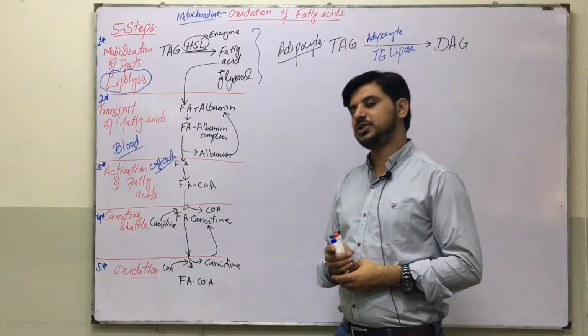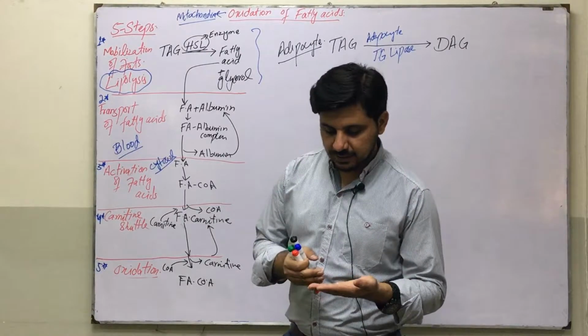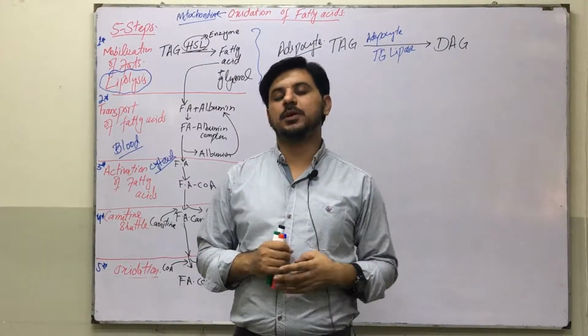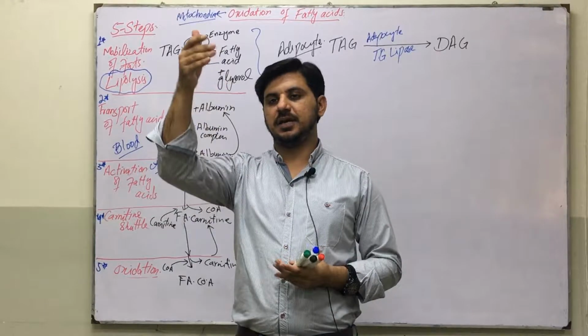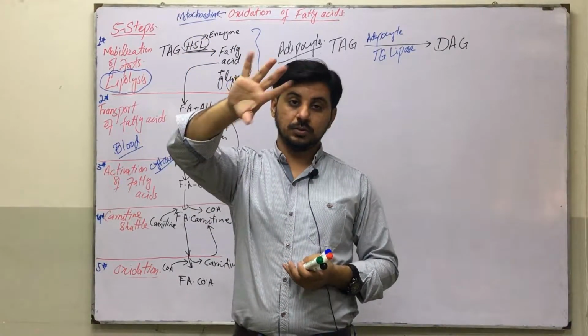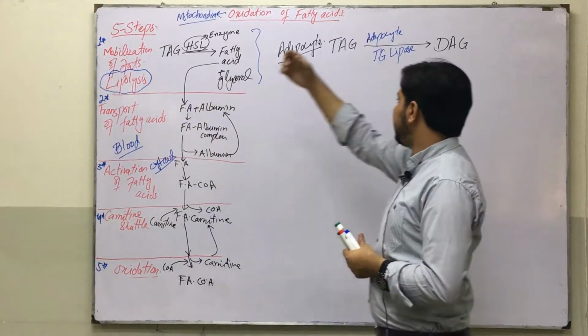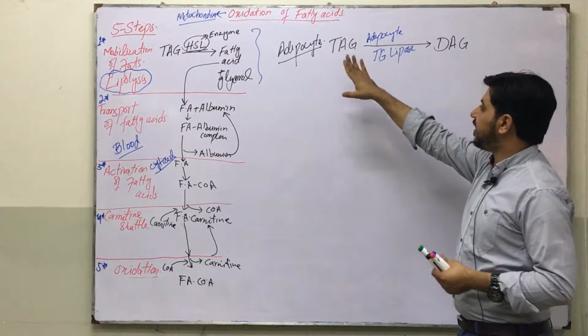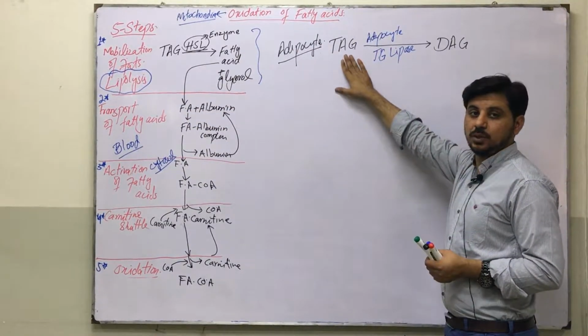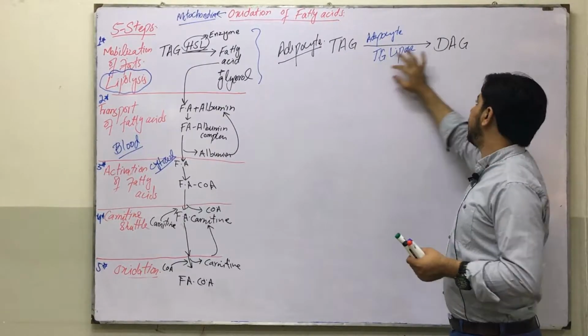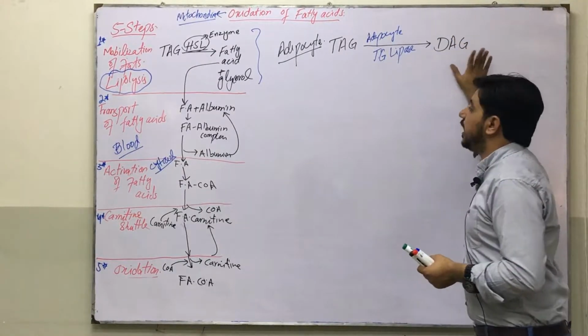If you remember the structure of triacylglycerol, there is one molecule of glycerol, which is a 3-carbon compound, and 3 fatty acids attached to that glycerol. So that's why we name it as triacylglycerol. And with the help of this enzyme, one molecule of fatty acid is removed from the triacylglycerol, and what is left now is the diacylglycerol.